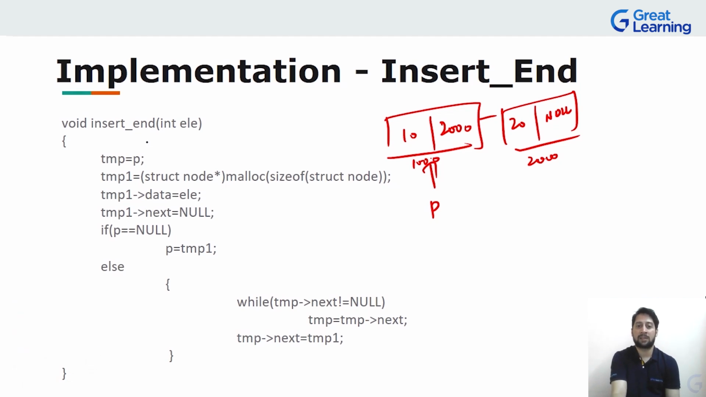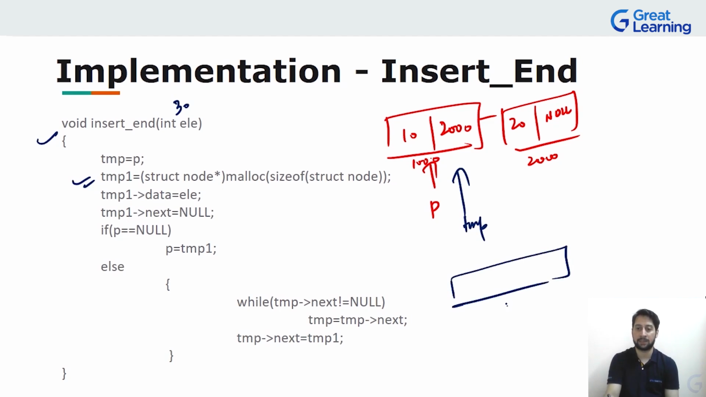This time around, insert is called, and we are passing in 30. Done. We have this temp which is pointing to this because we don't want to change it. This is TMP. We created a new node, TMP1, and obviously this will have some address. Let's suppose it is 3000. Its data part is 30, that is passed, and its next is null, because we are adding it at the end. So these four steps are done, right?